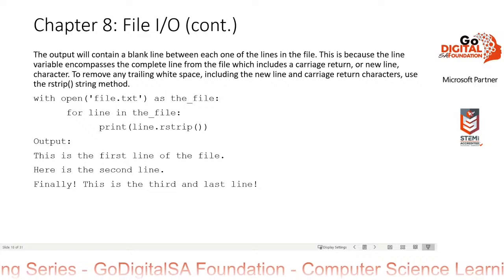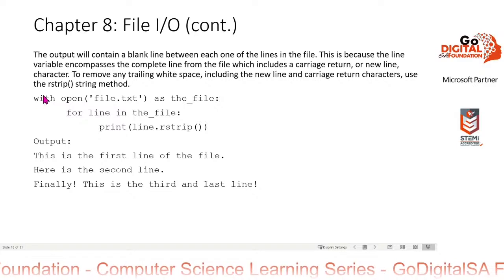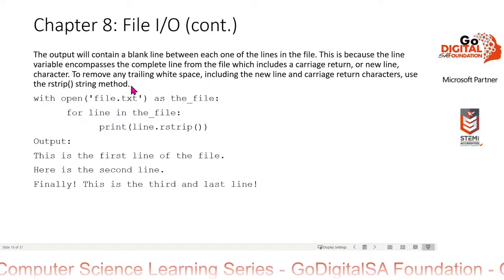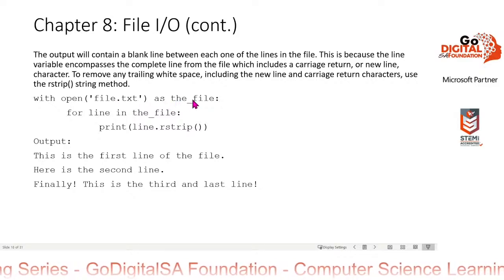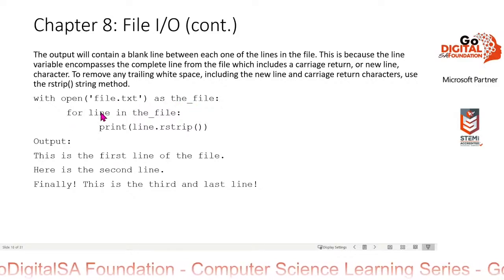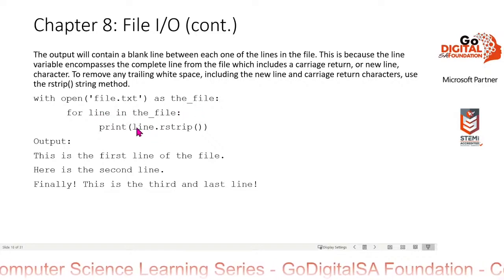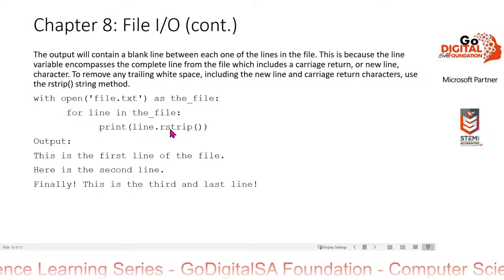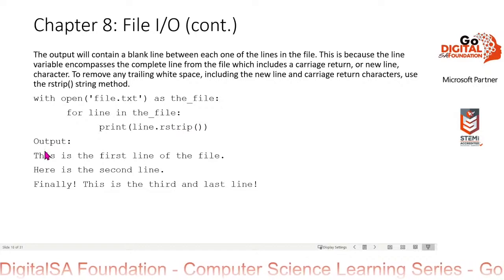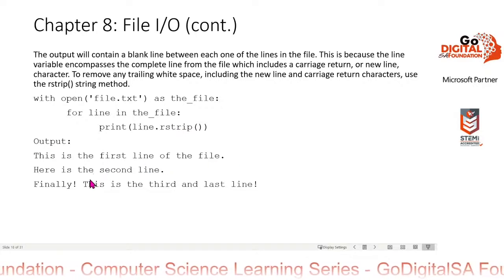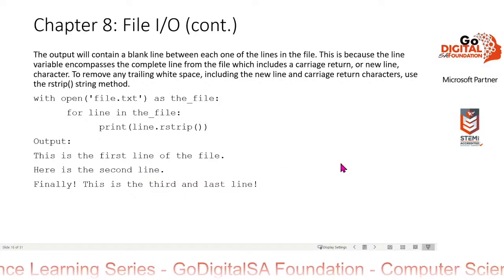To remove any trailing white space, including the new line and carriage return characters, use the rstrip string method. Okay, so here we're using a with block. We open file.txt as the file. Then we have a for loop, for line in the file, and print line.rstrip(). So it's going to take each line and strip off the carriage returns or new line characters. So the output is going to be, this is the first line of the file, here's the second line, finally this is the third line, and you notice there's no spaces between the lines.